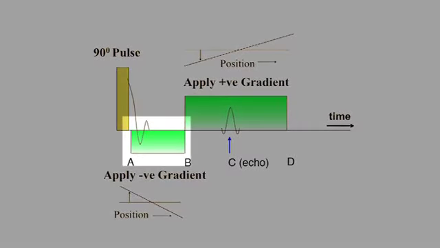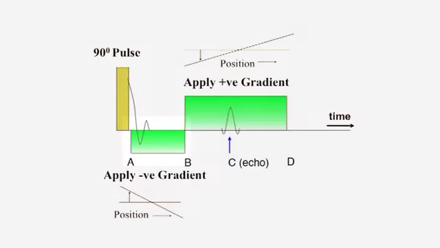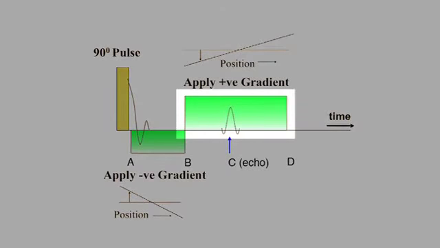The blocks shown in this diagram represent the application of magnetic field gradients. During the negative block, a negative gradient is applied which decreases with location along an axis through the object being scanned. This is followed by a positive gradient during the positive block, which produces a field that increases with location along the object axis.